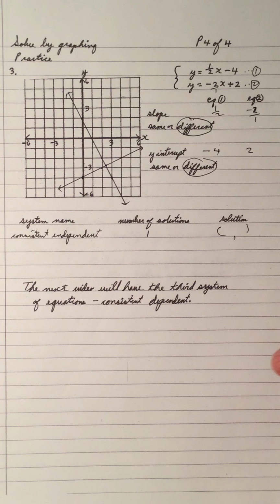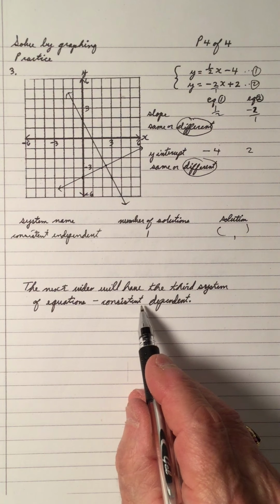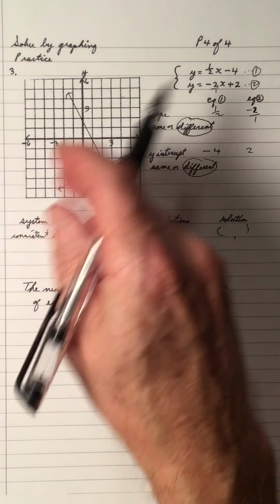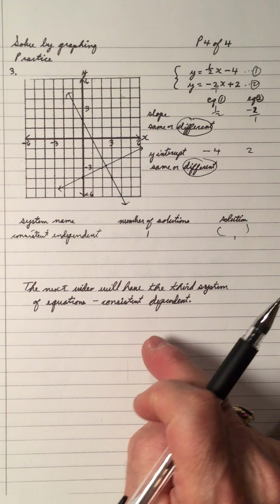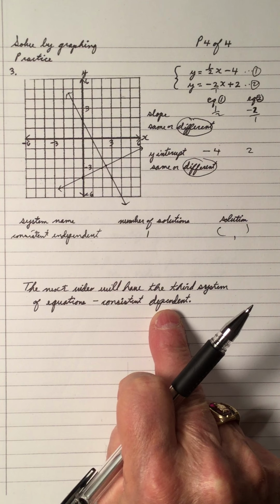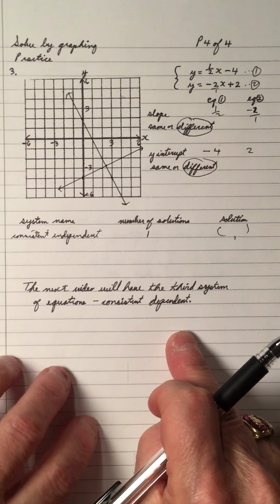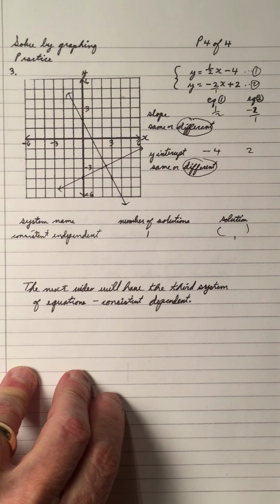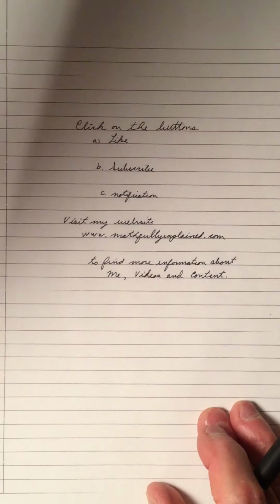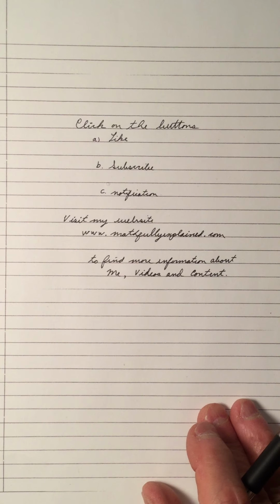The next video will have the third system of equations. So also notice that you don't have the system consistent dependent here, because consistent dependent is the same line, and I couldn't do that in graphing, but I will have it in my next video. So solve by graphing is one way. We have two more methods to learn also.